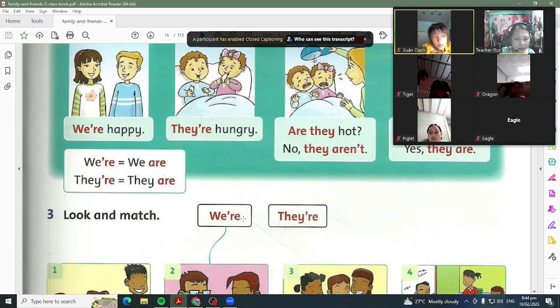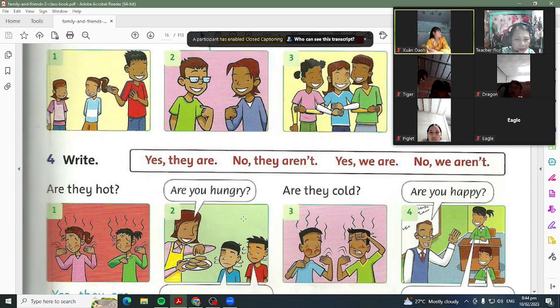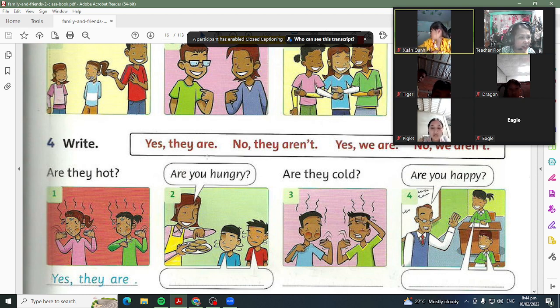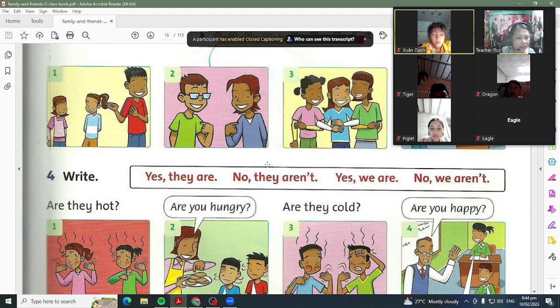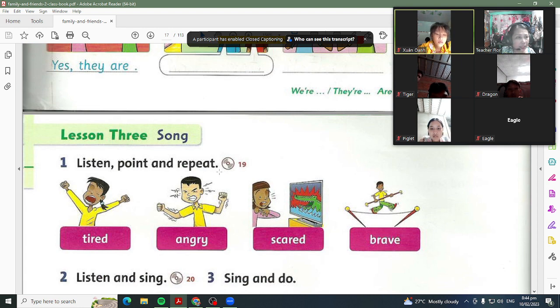Next meeting, we will also ask questions. Are they hungry? Are they cold? Are they happy? So you will answer, no, they aren't. Yes, we are. No, we aren't. Okay, next meeting, so review this. Tired, angry, scared, brave. These are also emotions and feelings. Okay, take a look at the photos. See, tired, sleepy. So, we are all tired. We are all tired and hungry, and I'm hungry. Okay, let's finish our lesson for today.